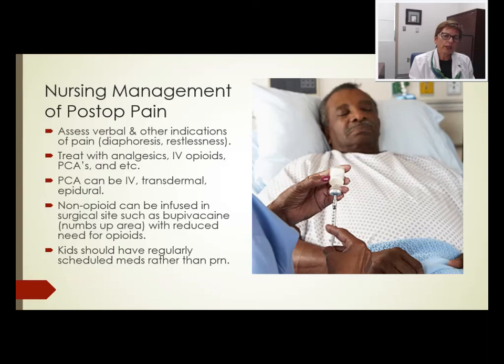A non-opioid can be infused in a surgical site, such as bupivacaine, and that numbs up the area, so it can reduce the need for opioids for up to 72 hours. It works quite well. Kids really should have regularly scheduled meds rather than PRN, because they may not be able to recognize until they're in a lot of pain that they have pain, so it works better if we can control it.